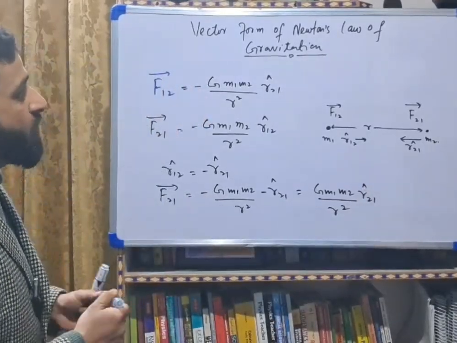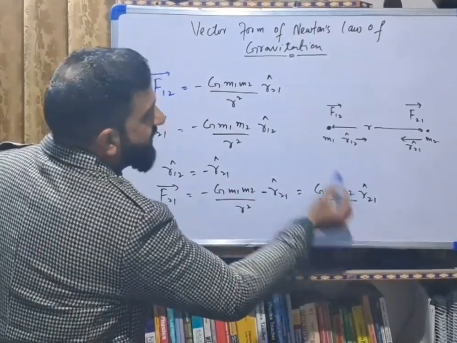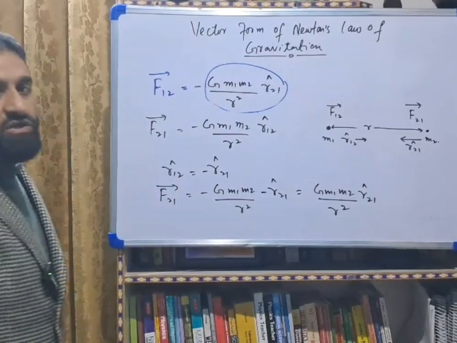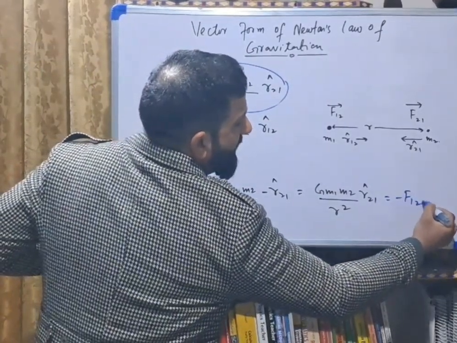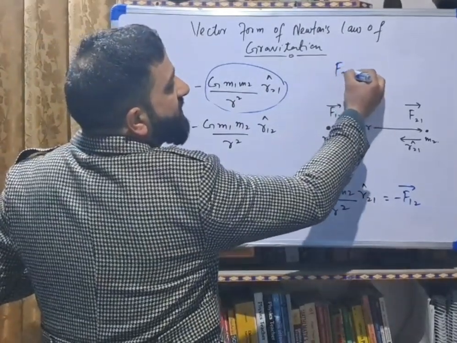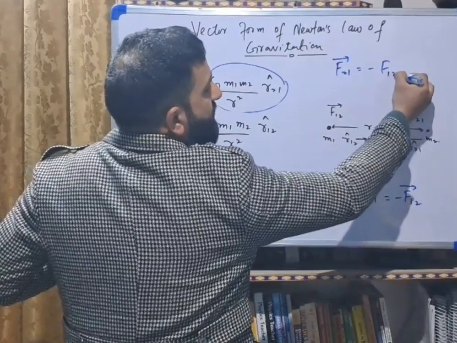Now from this equation, G m1 m2 divided by r square into r21 will be equal to minus F12. That means it is equal to minus F12. So F21 is equal to minus F12.